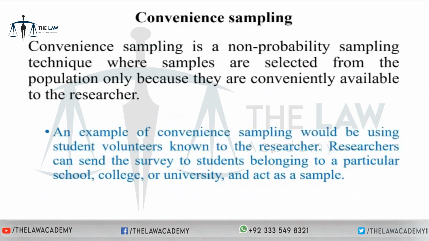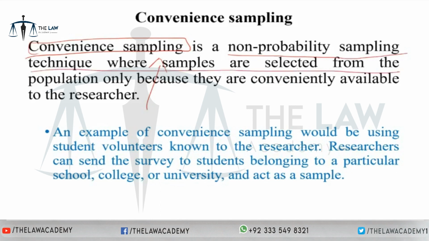There's one method of non-probability sampling known as convenience sampling, where you just go to people, ask them to fill the questionnaire or ask them to give you an interview. It is a non-probability sampling technique where samples are selected from the population only because they are conveniently available to the researcher. For example, if somebody is working somewhere and he goes to those co-workers and asks them to fill a questionnaire.